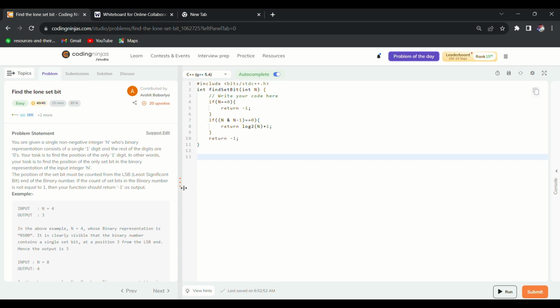What does the question say? We are given a non-negative integer, and its binary representation consists of only one set bit, that is only a single 1 digit, and all the rest of the digits are 0. We need to return the position of that 1, and the position should be counted from the last, that is from the LSB.